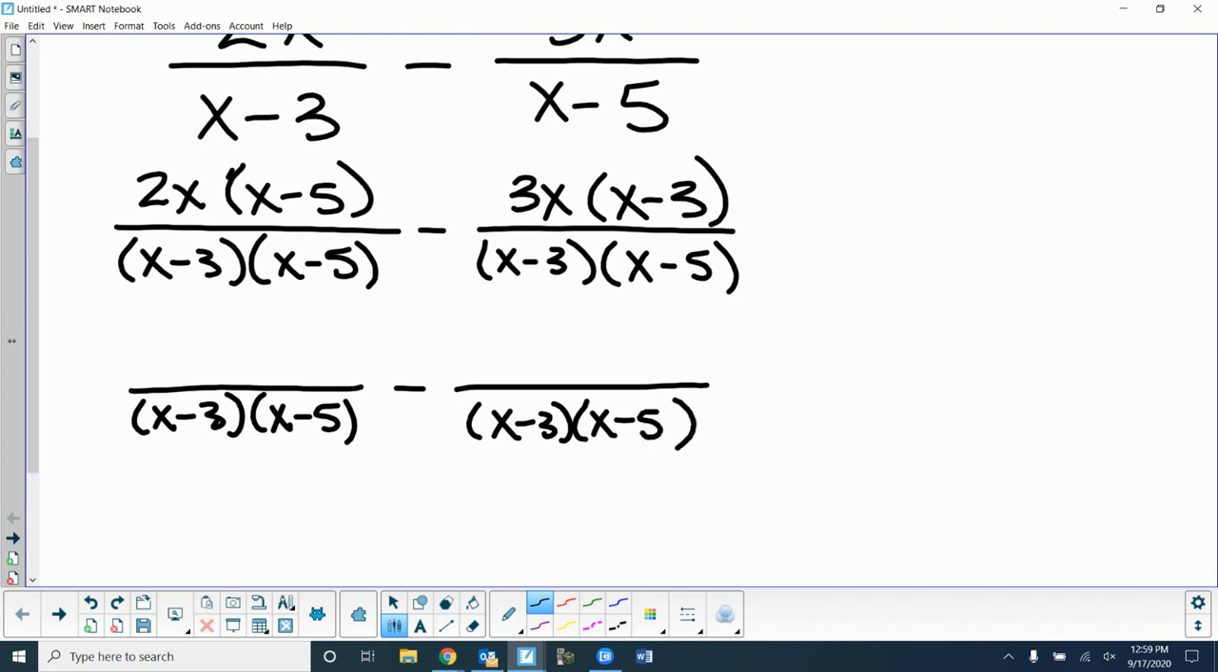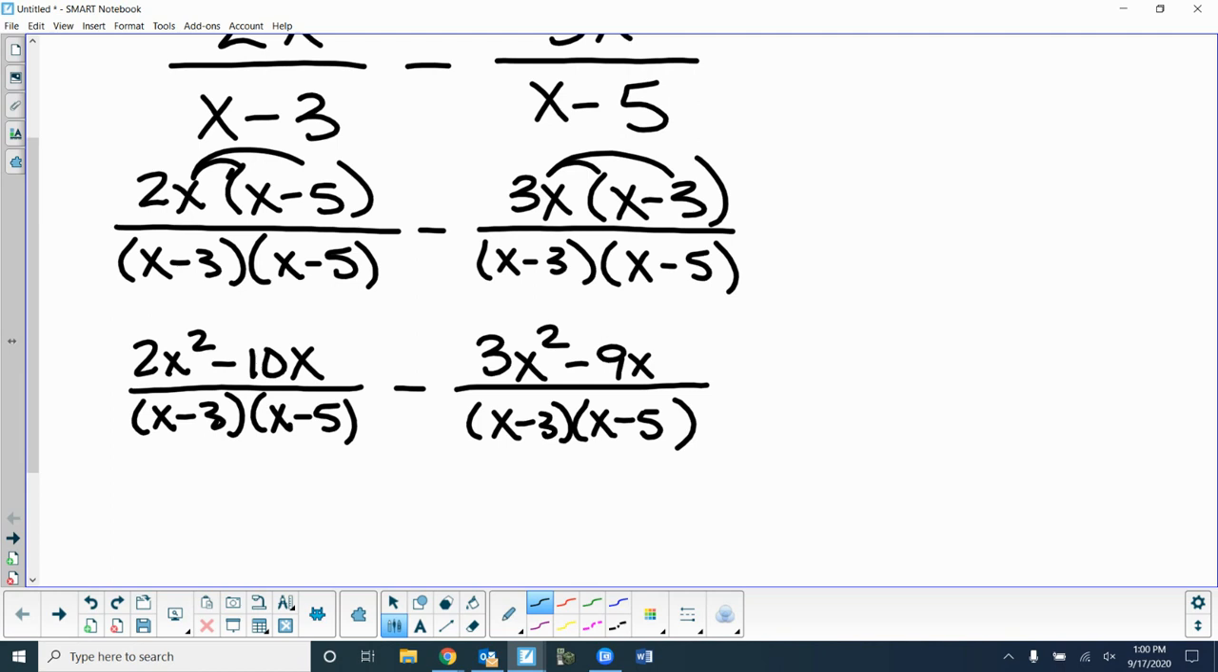But you distribute. So this 2x times x becomes 2x squared. And the 2x times negative 5 becomes negative 10x. And the 3x times x is 3x squared. And the 3x times negative 3 is negative 9x. So we just distributed there. You guys know how to do that. So now I can subtract.